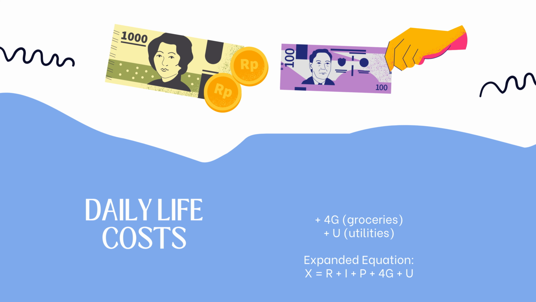Now we layer in the variables that quietly drain your money. Groceries aren't fixed. They're a coefficient tied to your habits. Let's define G equals weekly grocery cost. Monthly groceries, 4G. Utilities fluctuate. U equals average utilities. Now expand the equation. X equals R plus I plus P plus 4G plus U.